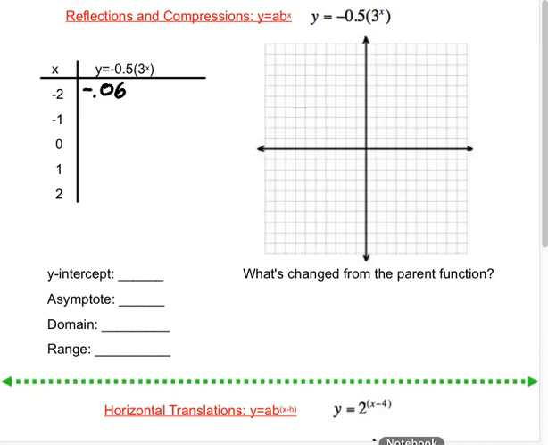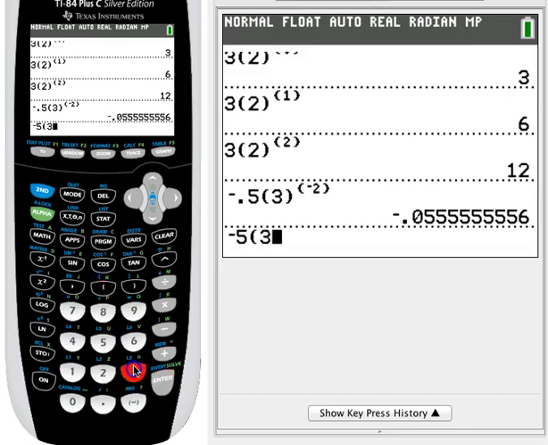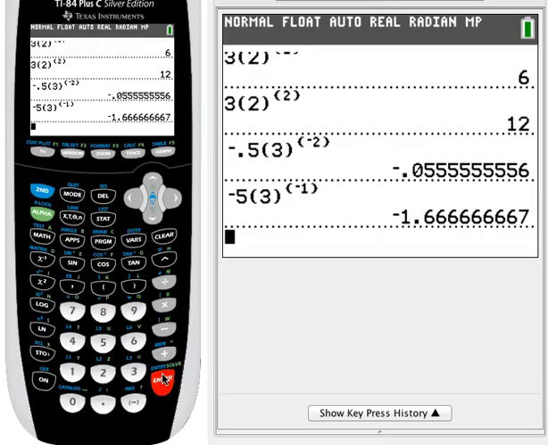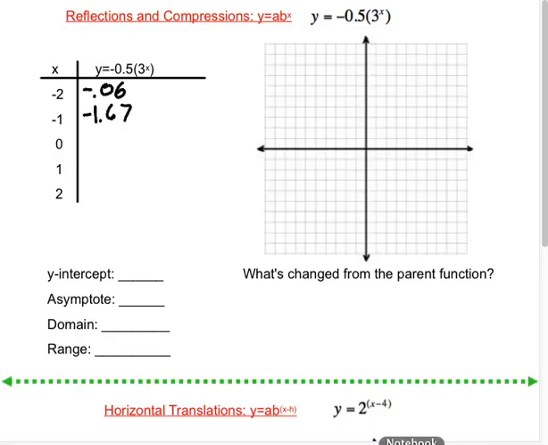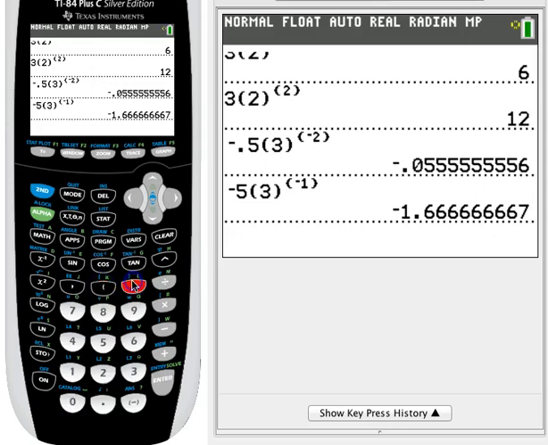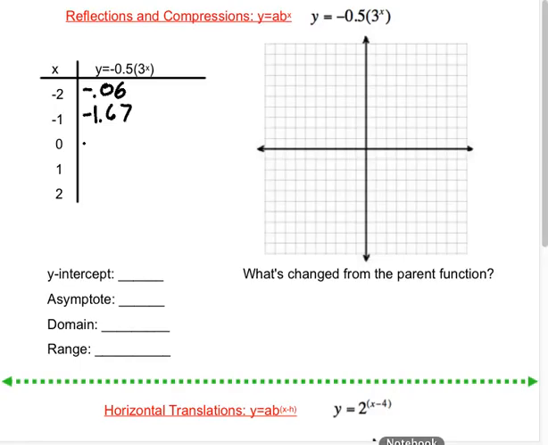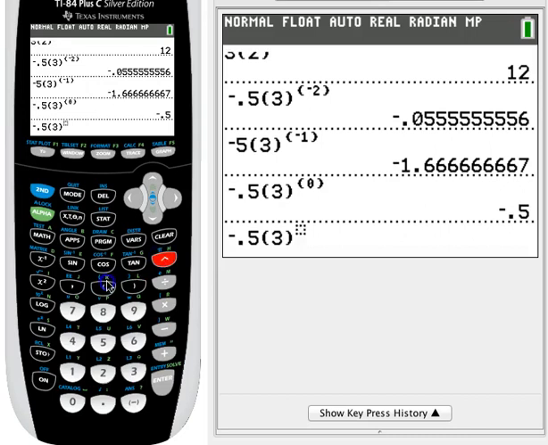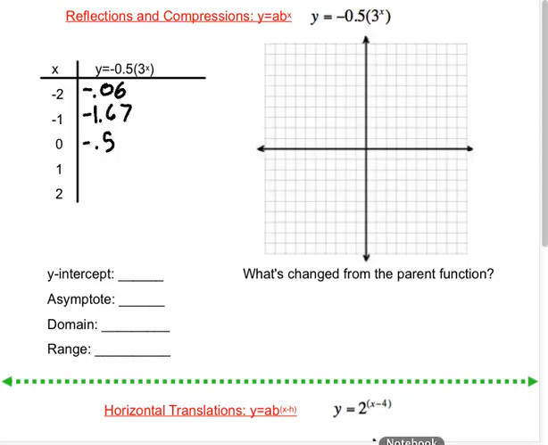What about with a -1? So let's plug in an x of -1. We get about -1.67. What about when we plug in a 0? So -0.5 times 3 to the 0, -0.5. Okay, what about 1? -0.5 times 3 to the 1 is -1.5.